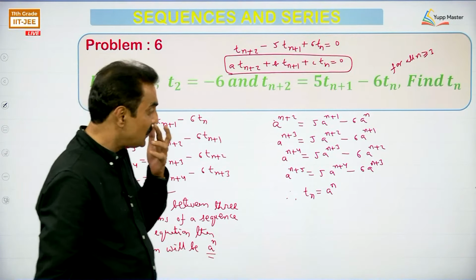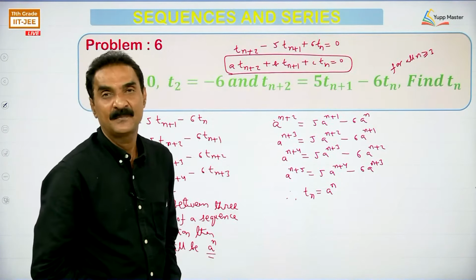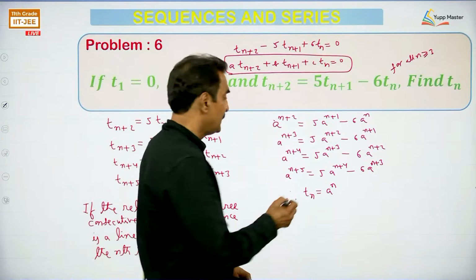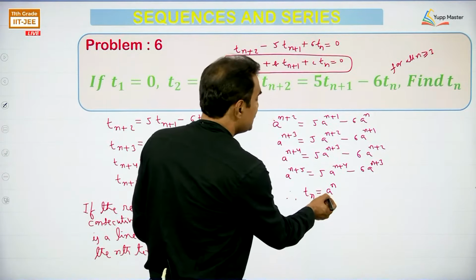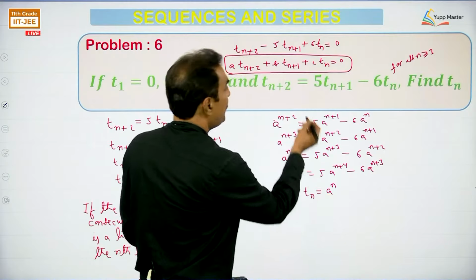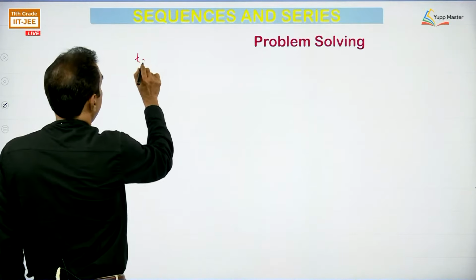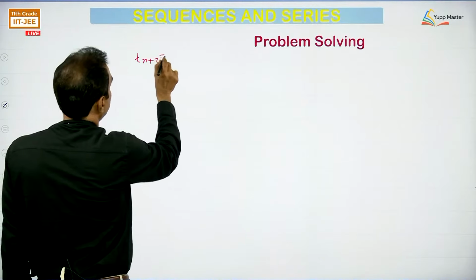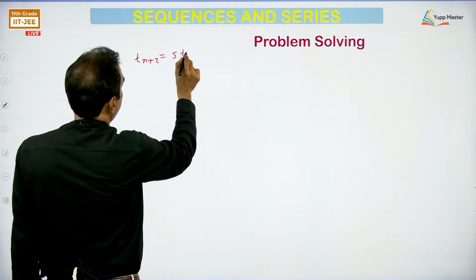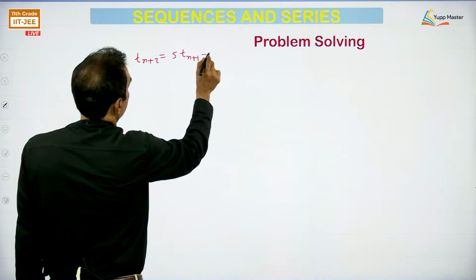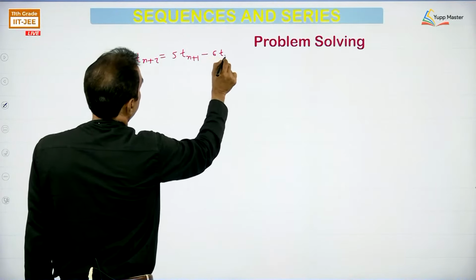Now, how to find a? To find a, substitute Tn is equal to a power n in the given equation. What is the given equation? Tn plus 2 is equal to 5Tn plus 1 minus 6Tn.